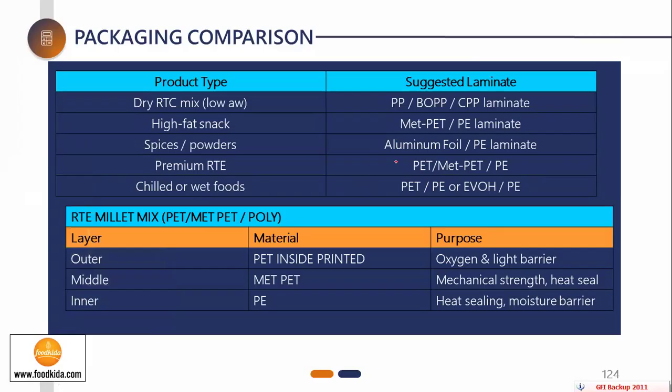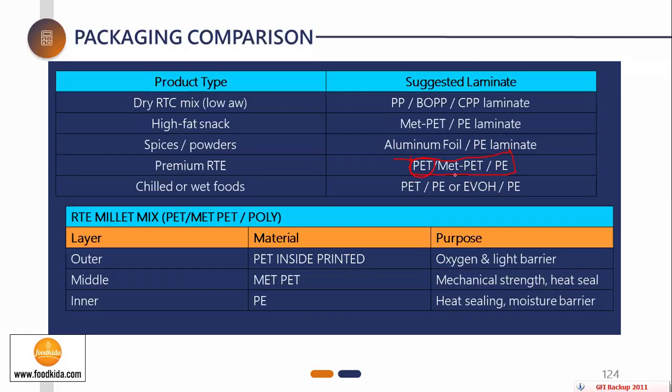This one here is reverse printed, meaning printed from inside the first PET. So this is the outside portion, the outside layer. In between is your METPET, and the inside layer, which is in contact with your product, is your poly. The inside layer is always poly because it has very good heat sealability. PET gives you good transparency also, but since I am doing METPET, the transparency will not be there because I'm metallizing it.